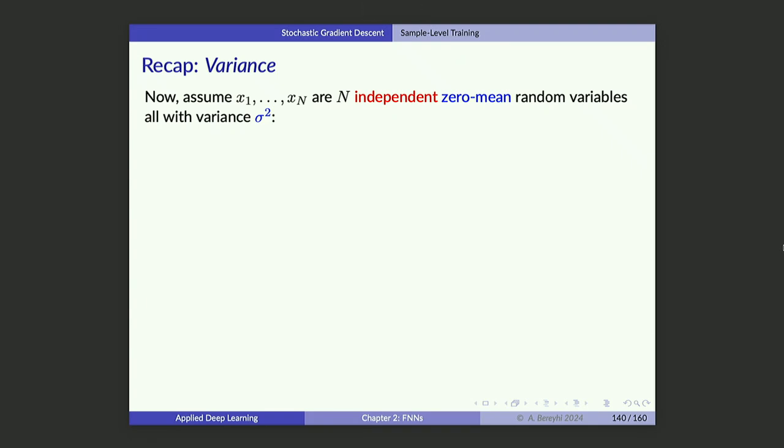And now let's say I have a bunch of random variables, x1 to xn, all of them independent, all of them have mean 0, and all of them have variance sigma squared, okay? Easy. Every single one has mean 0 and variance sigma squared, and they are independent. What's going to happen if I compute the arithmetic average of them? Let's do it together, okay?